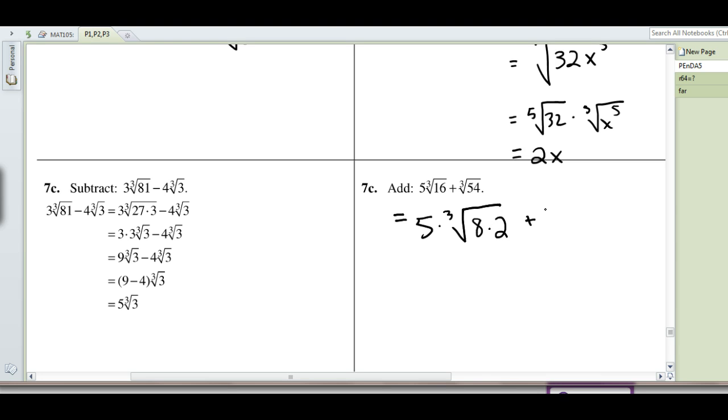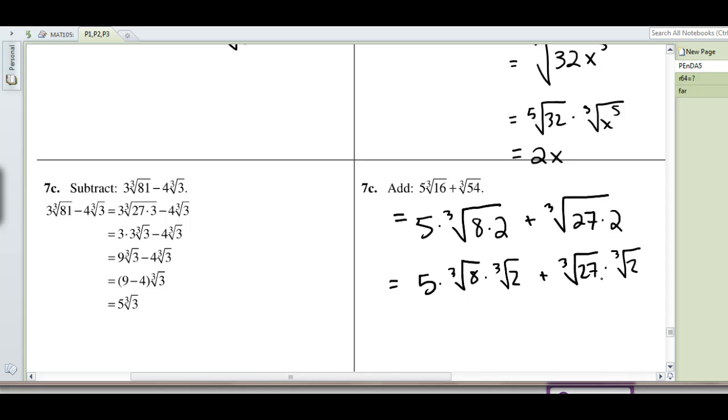And then, how about 54? 3 times 3 times 3 is 27. So we saw that we can write that as 27 times 2. So then we have 5 times the cube root of 8 times the cube root of 2 plus the cube root of 27 times the cube root of 2. So the cube root of 8 is equal to 2 because 2 times 2 times 2 is 8. So we have 5 times 2 times the cube root of 2. The cube root of 27 is equal to 3.